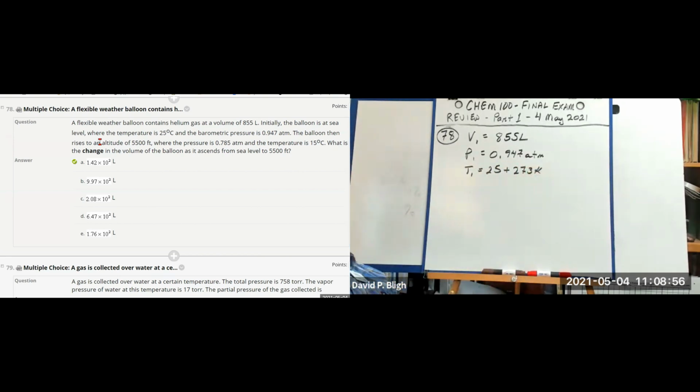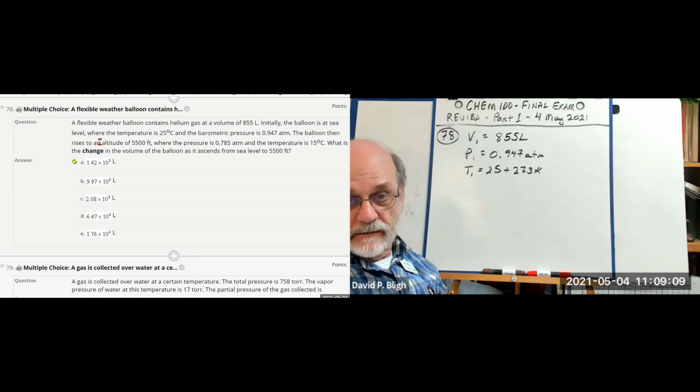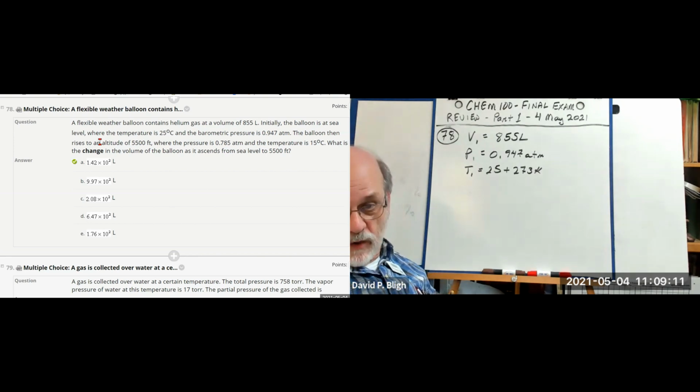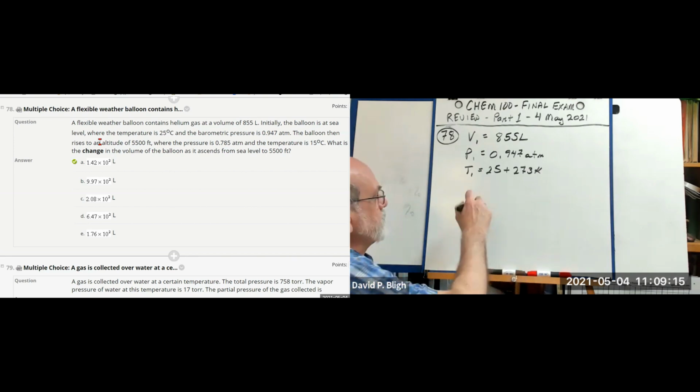Okay. All right. Now we let the balloon rise to an altitude of 5,500 feet. Do we need to know that height? Not necessarily. We're given the information where the pressure is 0.785 atmospheres.